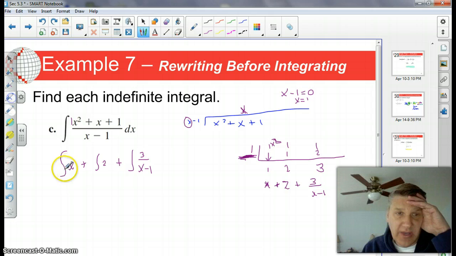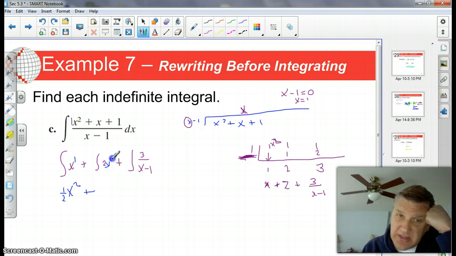So integrating, integrate means we're going to increase this by 1 and divide by it. So I can either say divide by 2 or put a 1/2 out front. This is an x to the 0. We'll increase this by 1 and make that x to the first and divide by a 1, which I don't need to write. This one I might have to do a u substitution.